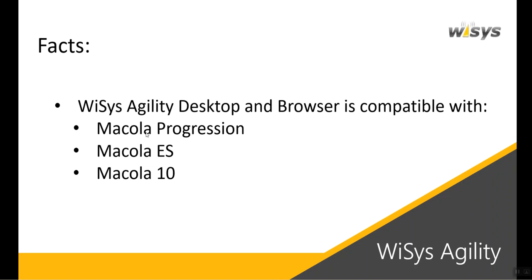Some facts: the Agility applications are going to work with Progression, ES, and Macola 10. If you've been on Progression for a long time and you like it, it's customized, you don't really have a need to change, you can still add our modern user interface and work with your Progression information and just leave things the way they are and just add WiSys. Same is true for ES and Macola 10. It's the same product. If you add it with Progression and then you upgrade to Macola 10 later, you'll just get a new contract from WiSys and you'll be able to reinstall and go forward.